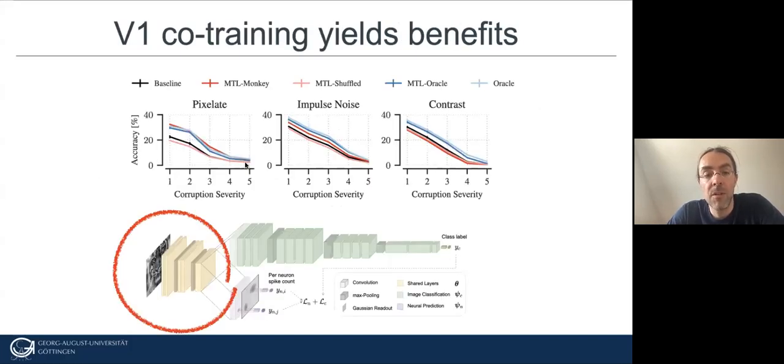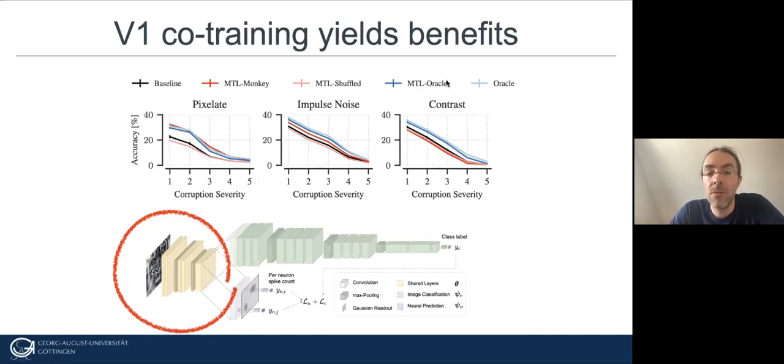What you can see here is our best, our median, and our worst network. For pixelation noise, our co-trained network, the MTL monkey network, does a pretty good job. You can see on the x-axis the corruption severity, and on the y-axis the classification accuracy as you increase the corruption severity. This is the baseline network, just a clean network trained on classification, and you can see that the performance is lower and it also drops. The co-trained MTL monkey, the multitask learning monkey network, does a better job here. That's still there for impulse noise, and for contrast, it doesn't work that well.